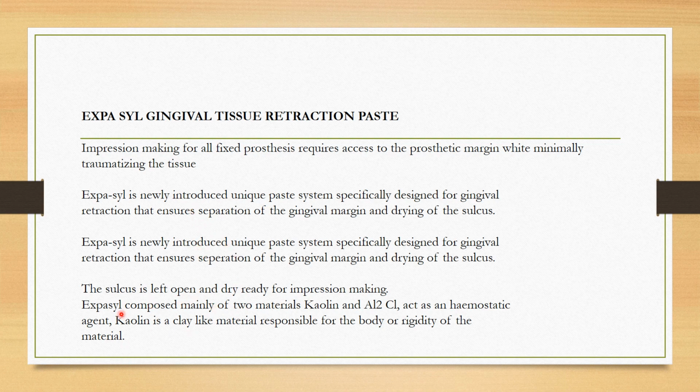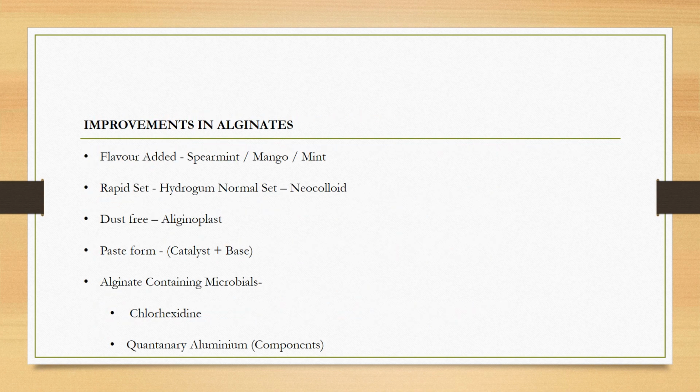The sulcus is left open and dry and ready for impression making. So you place the express paste in the gingival margin tissues. When it's ready to dry, you can actually take an impression. It's basically made up of two materials: kaolin and AlCl, which act as a hemostatic agent. Kaolin is a clay-like material responsible for the rigidity of the material.